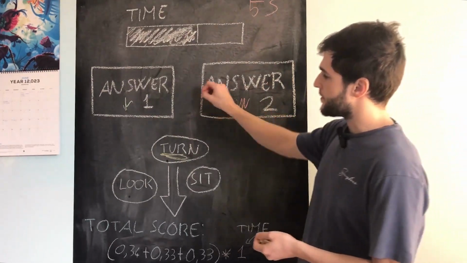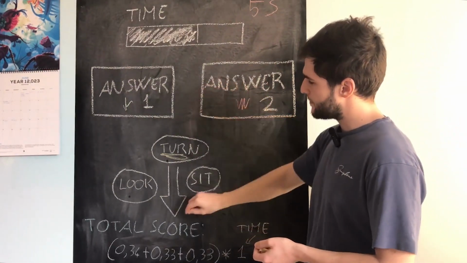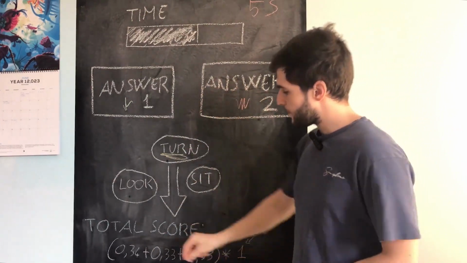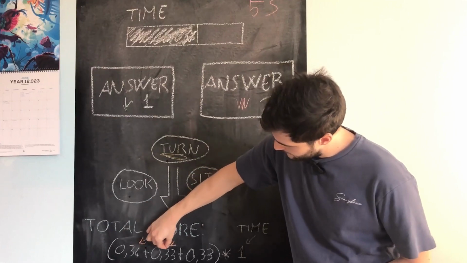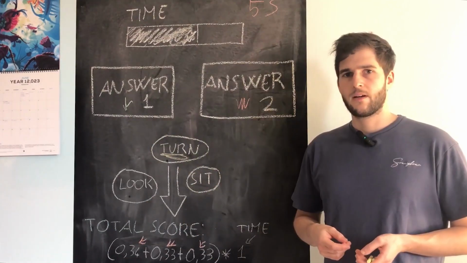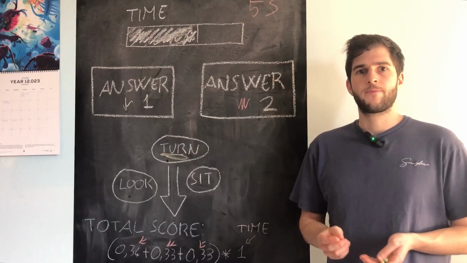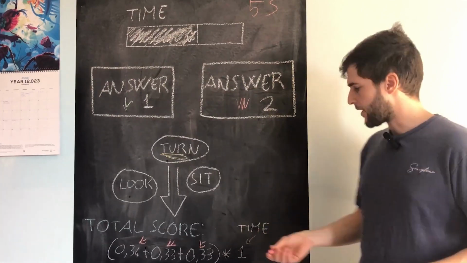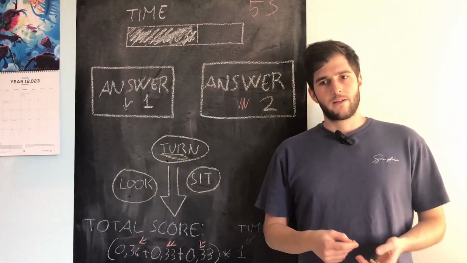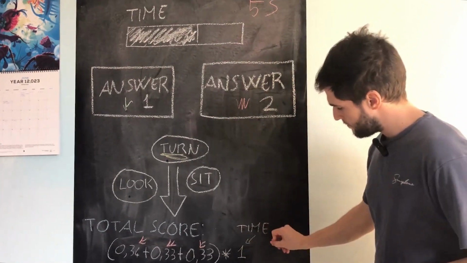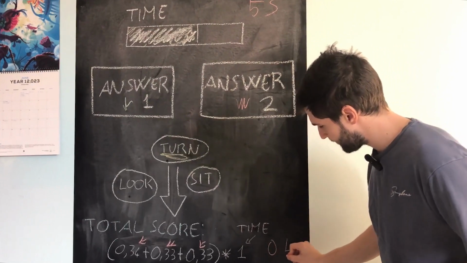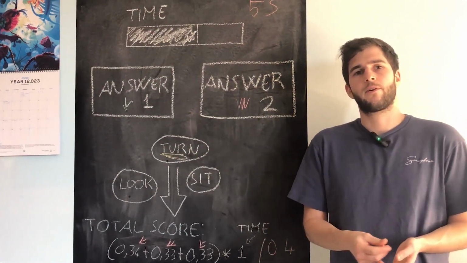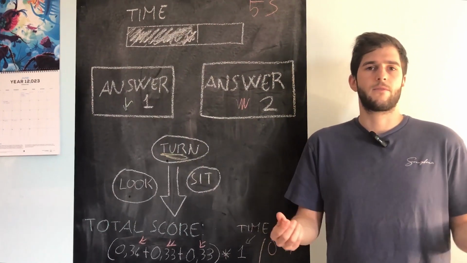So there are 3 parameters: answer, position, and animation. Each of these parameters has a weight of 1/3. And then there is the multiplier of the time. So if all the choices are made in the available time, the multiplier will be 1. Otherwise, it will be 0.4. And of course, the time will be stopped only when all the choices have been made.